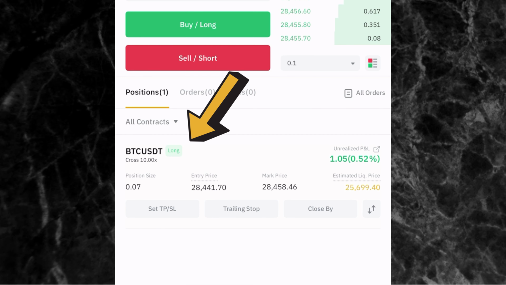Now, let's say, for example, you have a signal like this for BTC USDT and you have the entry price at 28,400 and you have three different take profit levels and you want to use the three take profit levels. Here's how to do it. You can see right here that I've entered the trade already. So what we just need is how to set the take profit levels.